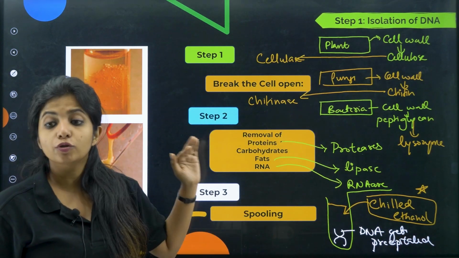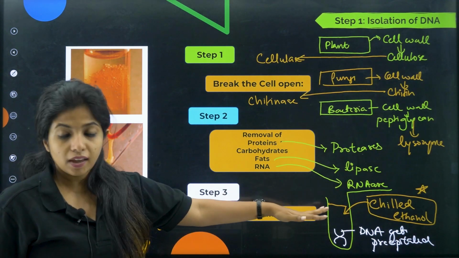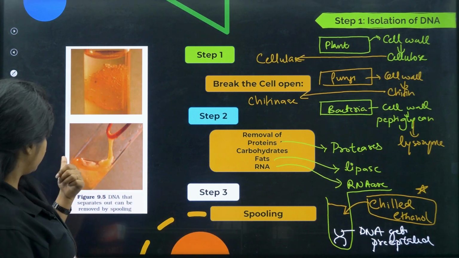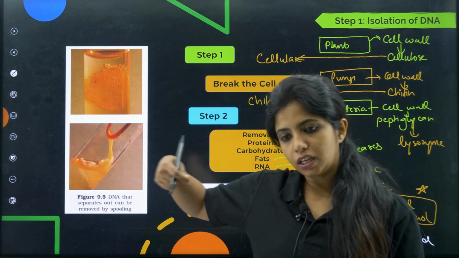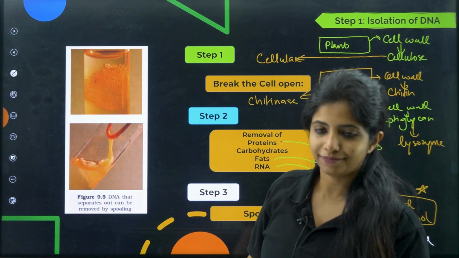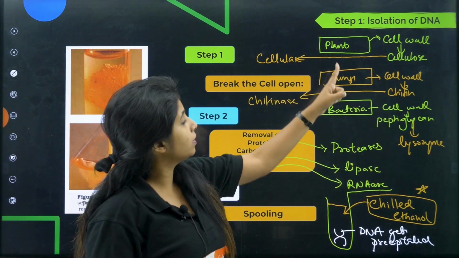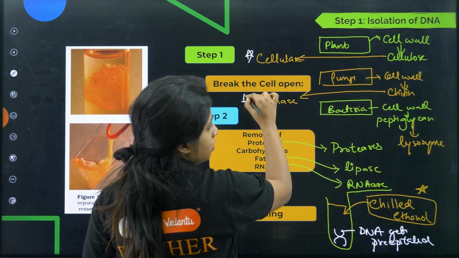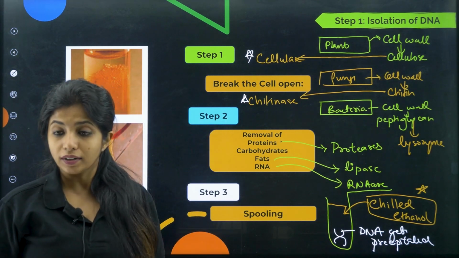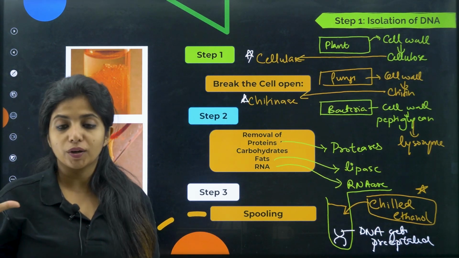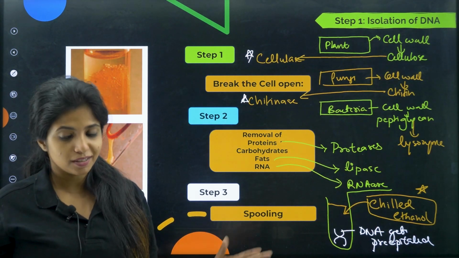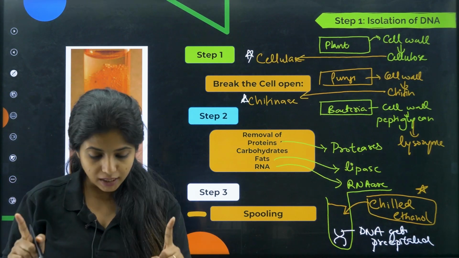Now we did spooling, where we are using chilled ethanol so that the DNA could get separated. And over here you can see, with the help of a spoon, we are taking it out. Not exactly a spoon, but yeah. So this has to be done. You have to remember the names of the enzymes, children. They'll ask you the mismatched ones. This whole thing that I am saying is important, which is why I am saying it 10,000 times. So this step 1 is isolation of DNA.